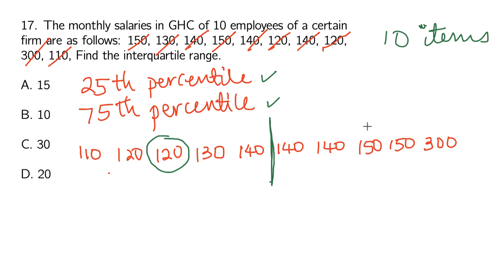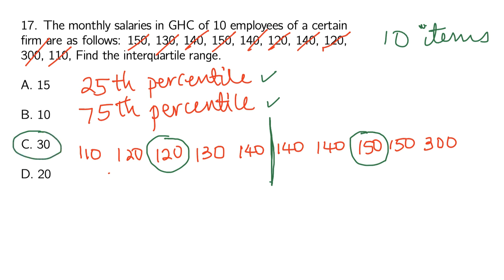And then on the right side, similarly, this is your midpoint. So the difference between the two is going to give you the interquartile range, and the difference between 120 and 150 is 30. So that's our answer.